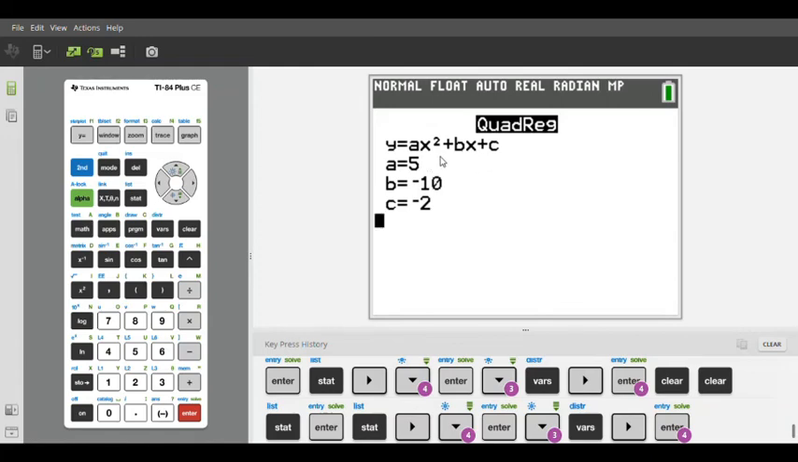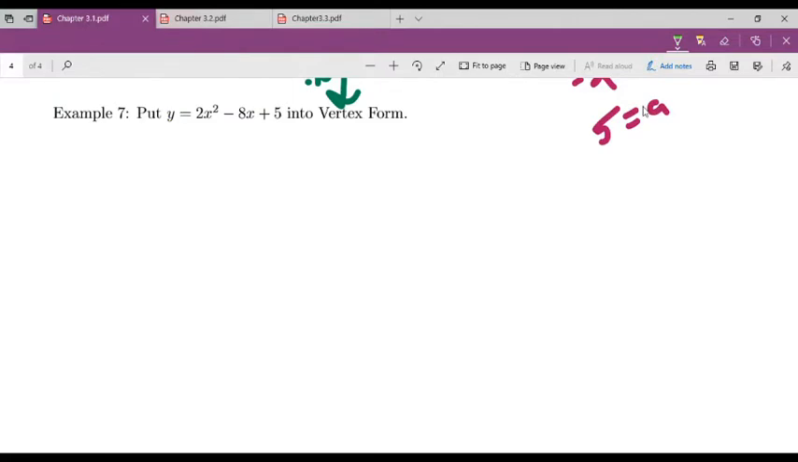Otherwise, if they don't care about the form, you can just give it in this form. But the question will tell you how it wants it. So we will do a lot more quadratic regression throughout the rest of this chapter, and we'll get more into it. But this was just a very brief introduction to it. Alright, so let's look at this one, the very last one on the page. It says put y equals 2x squared minus 8x plus 5 into vertex form.